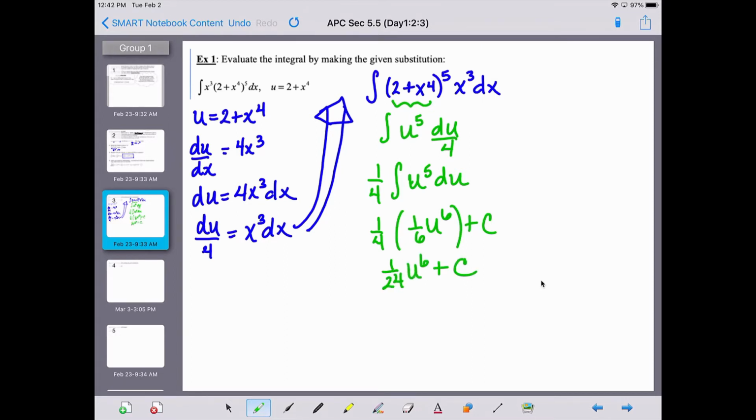And then, of course, my last step would be to substitute what u was equal to back into my parentheses. So I end up with 1/24, and then u was 2 plus x to the 4th, and that is to the 6th power plus c. And again, you can always check your answer by differentiation. If we differentiate this, we end up with the same function that we started with.